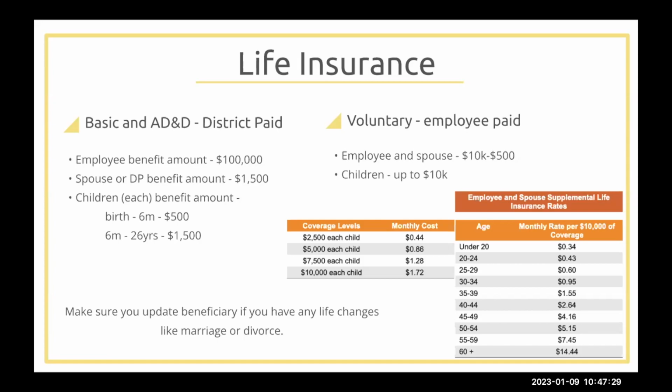So for the most, $10,000, it's $1.72 per month, and that is per household. Not the cost is per child, the coverage is per child. So the $1.72 would cover you for however many children you have. The employee and spouse rates are based on the employee's age. So let's say if you're 30, the cost is 95 cents per $10,000. So if you wanted $100,000, it would be $9.50. Whatever you enroll in voluntary, it is in addition to the basic and AD&D that the district pays for.